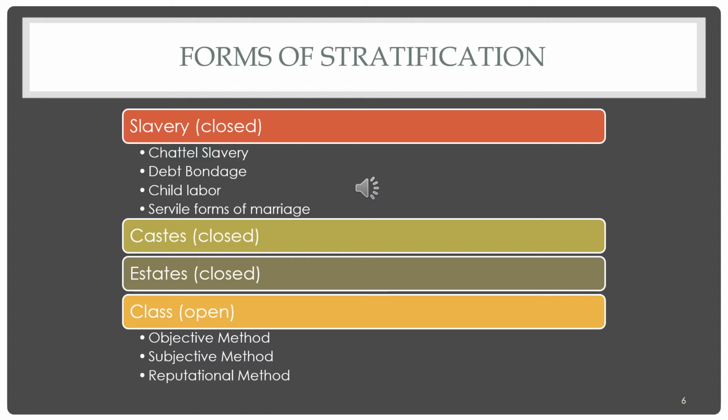The third type of system is the estate system. In history, you would have also learned this as the feudal estate system.